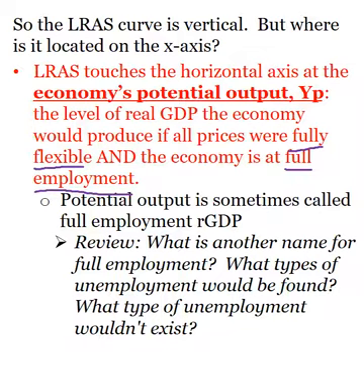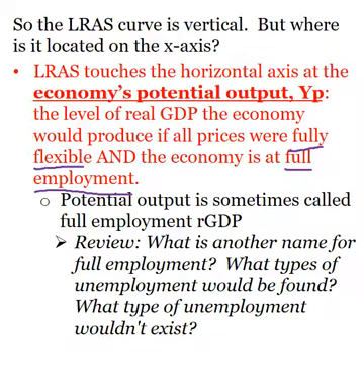Now, I wanted us to review some things about unemployment. What is another name for full employment? Hint: the acronym is NRU. All right, the other name is natural rate of unemployment. So at full employment, does that mean we have 0% unemployment? No, we're never going to have that. Full employment means we have 4 to 6% unemployment.